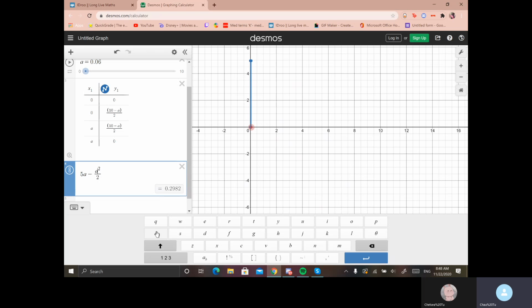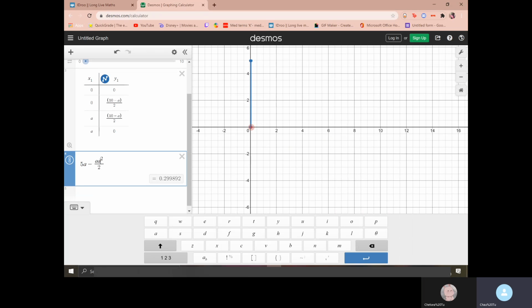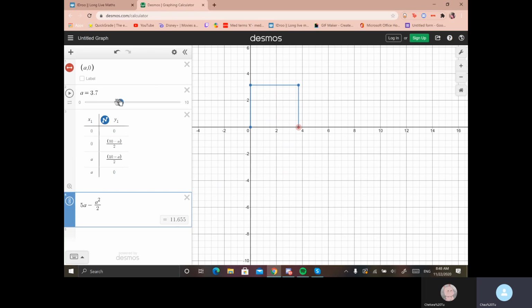So slide a back and forth, and do you want the biggest number or the smallest number? Biggest. Yeah, because you're trying to maximize the area. So scan around until you get the biggest area. What's the biggest area? What value of a will give you the biggest area? So that has an area of 0. That's not good. The chickens are not going to be happy.